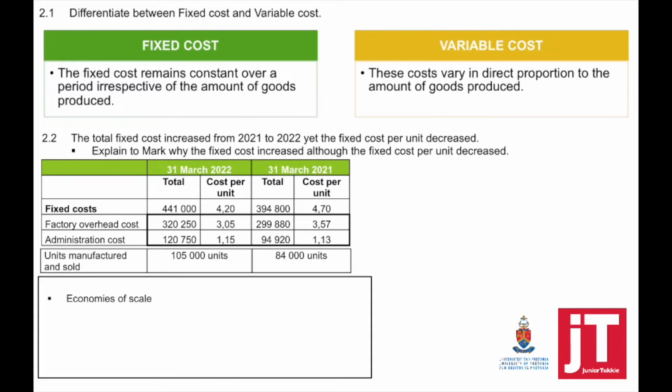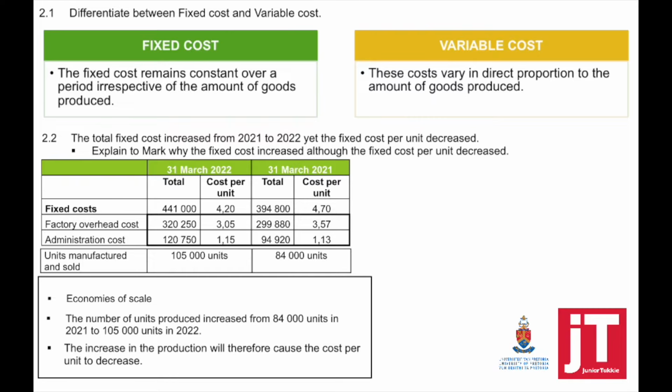The units produced and sold increased from last year to this year. The number of units produced increased from 84,000 units in 2021 to 105 units in 2022. The increase in production will therefore cause the cost per unit to decrease. This term is important to understand. Make sure that you know what is economies of scale.